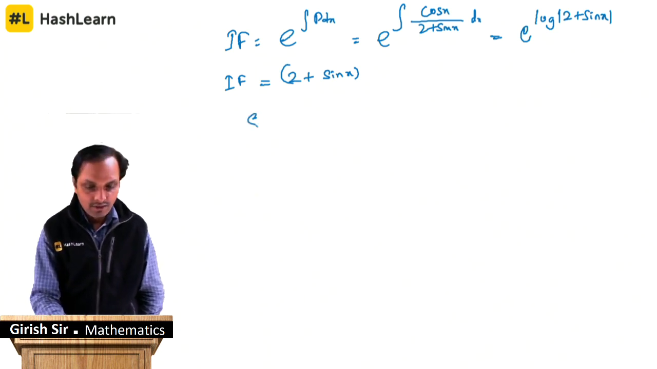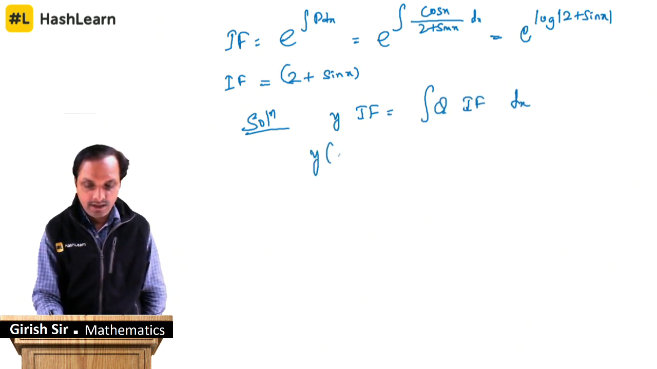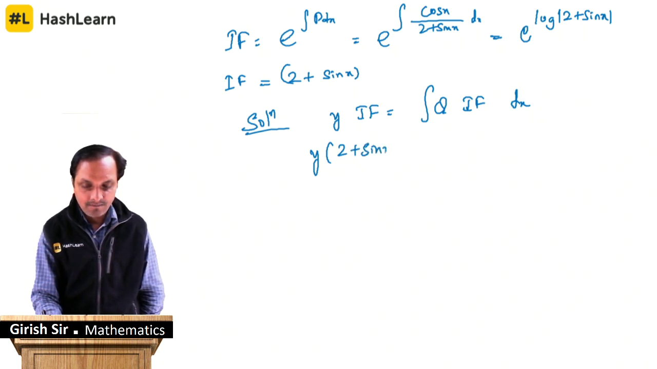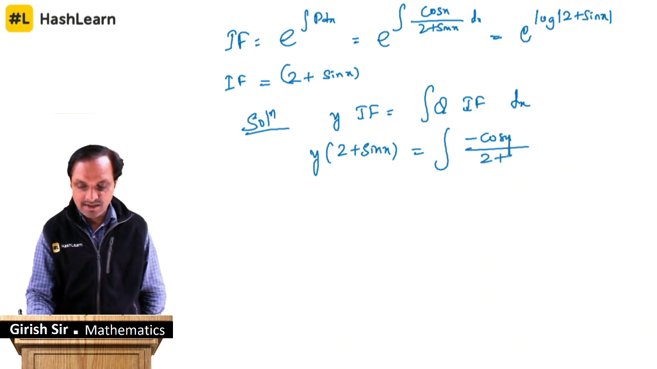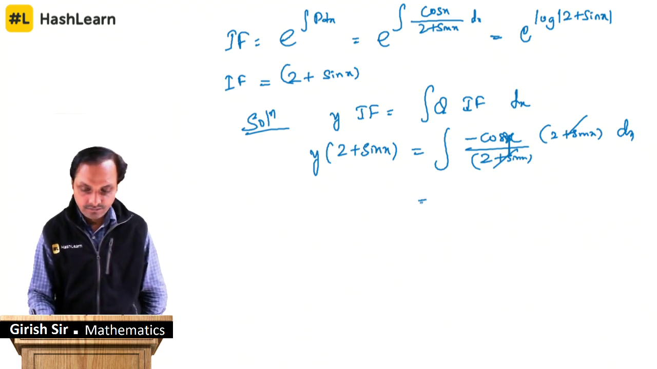So हमारा solution है y into integrating factor is equal to q into integrating factor into dx. So y into integrating factor is 2 plus sin x. q is minus cos x by 2 plus sin x into 2 plus sin x. तो यहां पे कैंसिल कर देंगे. व्हाट इज इंटीग्रेशन ऑफ कॉस? इट इज साइन प्लस इंटीग्रेशन कांस्टेंट. y इंटू 2 प्लस साइन एक्स.